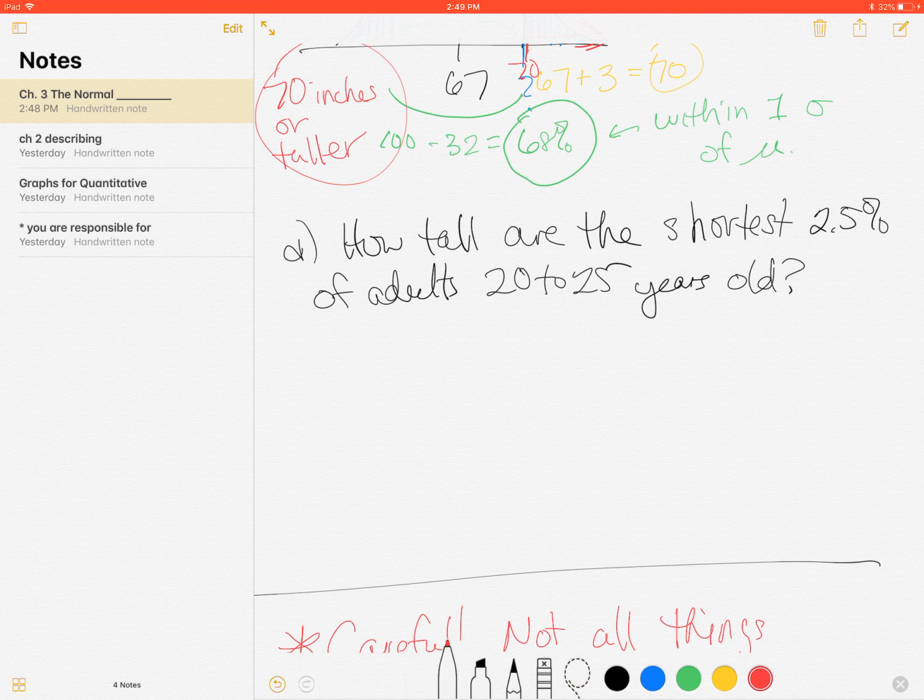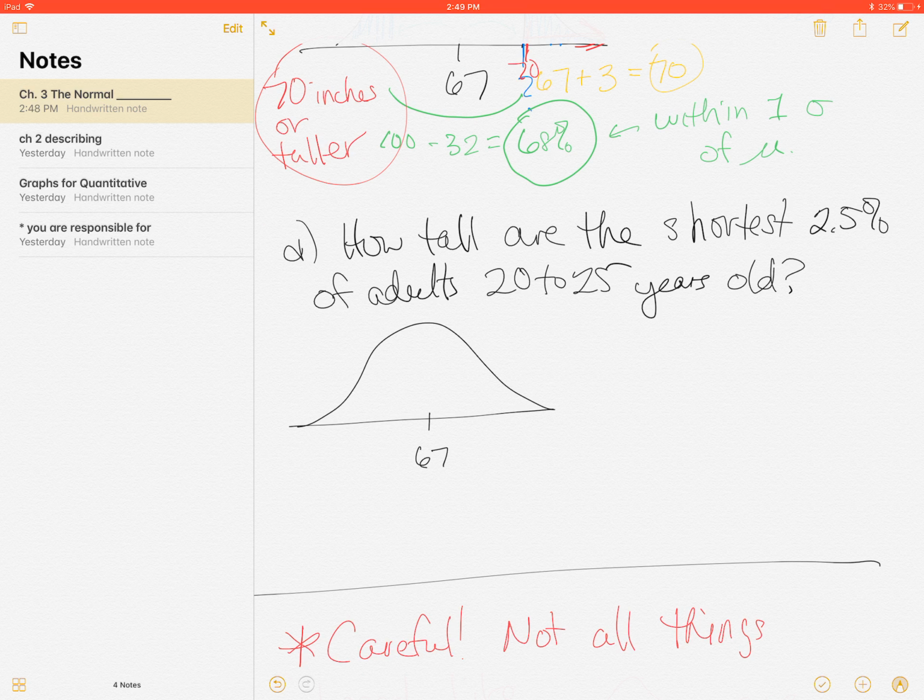So let's do one more. How tall are the shortest 2.5%? So we draw, the mean is 67. Now this time short people have low heights, and I know this area is supposed to be 2.5%. Well, that means this other area is 2.5 as well, and that means together the two blue areas are 5%. That means the middle is what's left over from 100, or 95%, and that goes with 2 standard deviations.